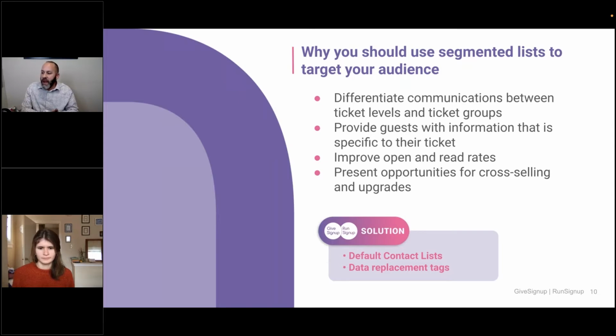The other opportunity, or the other reason you should use segmented lists, is you can present opportunities for cross-selling and upgrades. So maybe you've got an advanced ticket set up with 3 days, they've bought a Friday ticket, but maybe you have a chance to talk to them and say, hey, we've got some amazing talent also coming on Sunday, so bring all your friends on Sunday as well. Without the default lists that result from the advanced ticket setup, differentiated by ticket group, you wouldn't be able to do that, but you can with the way that we're set up.